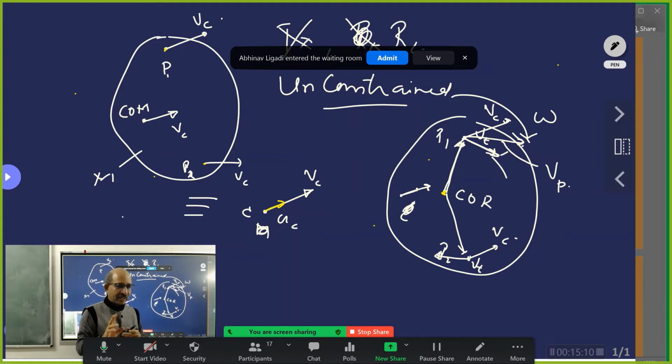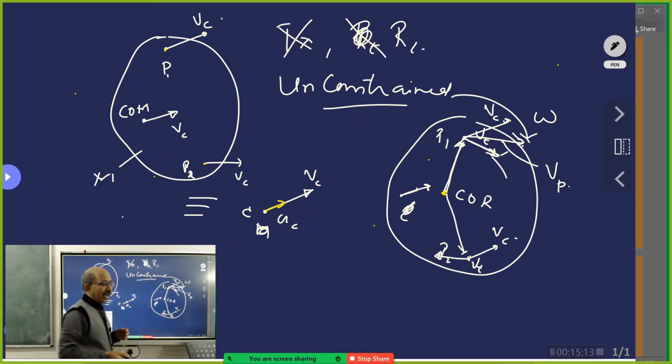Now let's all understand that. It is rotating and translating, so it should be rotating about some point. When a body is having unconstrained translatory as well as rotational motion, its axis of rotation will always pass through the center of mass.